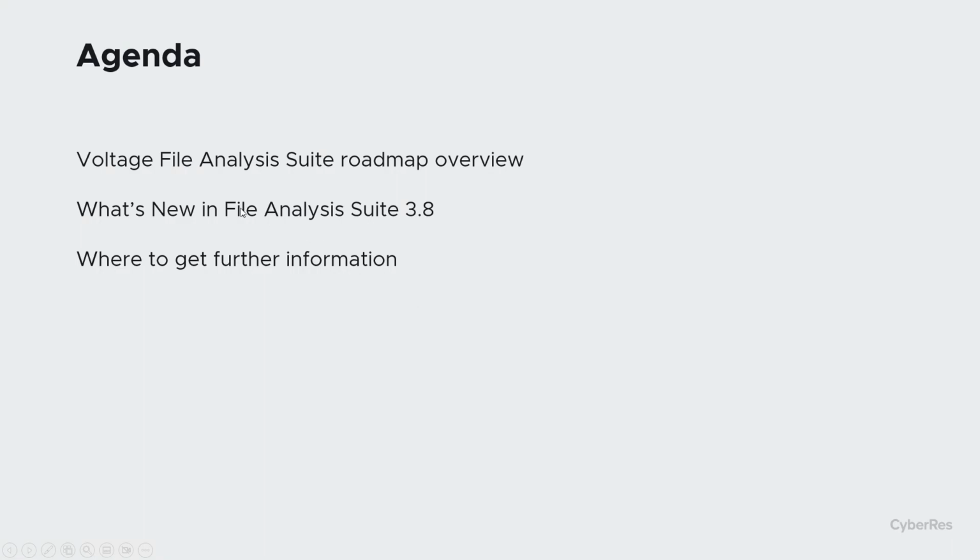So, part of the agenda today, we're going to do an introduction to the roadmap, so what's been released inside File Analysis Suite 3.8, and what are the features coming up in the next few releases. We'll go into quite a bit of detail of what's new in version 3.8, and then finally we'll look at where you can get some further information. So let's dive straight in there.